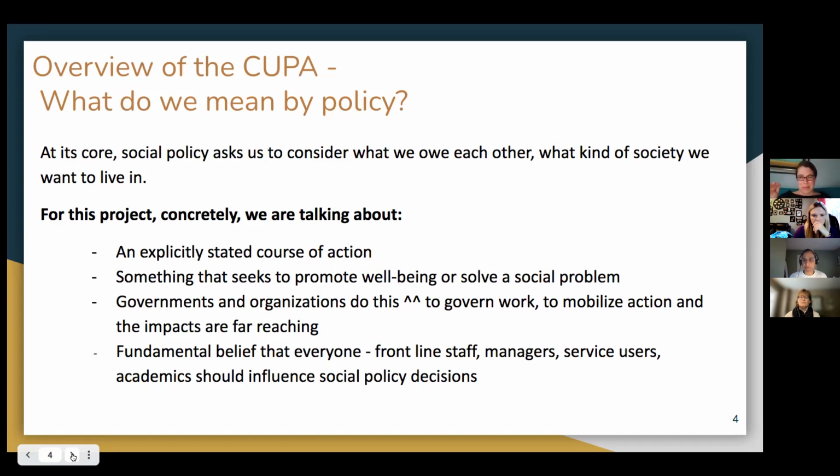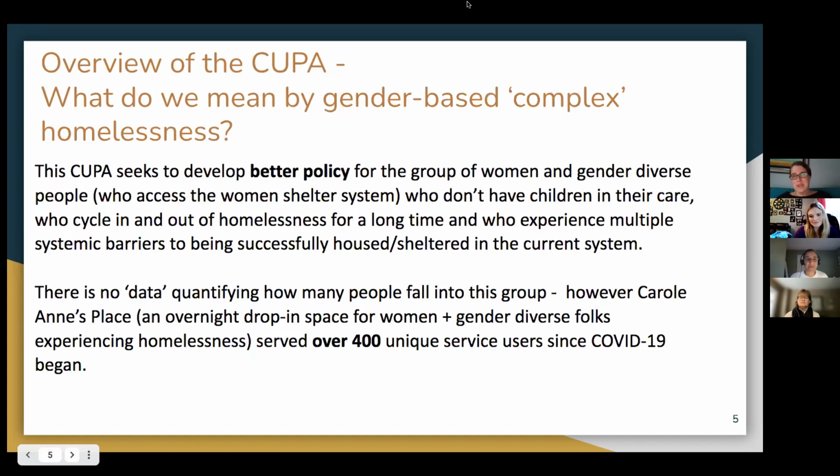And we are situating policy for the purposes of our project in governments and organizations who do this, offer an explicitly stated course of action in order to promote well-being or solve a social problem. And they do this to govern the work, to mobilize action. And I think it's important for us to know that the impacts of that are far-reaching, right? So it's not just a dynamic between governments and organizations, that service users, that frontline workers, that managers, that organizations as a whole, that the public all are impacted by policy decisions. And so out of that is born our fundamental belief that everyone in the sector, frontline staff, managers, service users, academics, should be active actors or influencers in social policy decisions. Mary's going to talk now a bit more concretely about what we're talking about when we talk about gender-based homelessness.